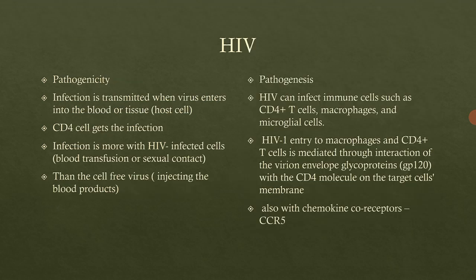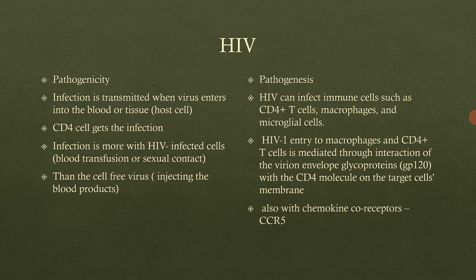Now we will see the pathogenicity of the HIV virus. The infection is transmitted when this virus enters into the blood or the tissue, right? As we all know, a virus replicates only when it comes in contact with the host cell. So the infection will start when the virus comes into contact with the host cell, such as the blood or the tissues. Then which is the primary cell it will attack? It is the CD4 cell, which is responsible for our immunity.